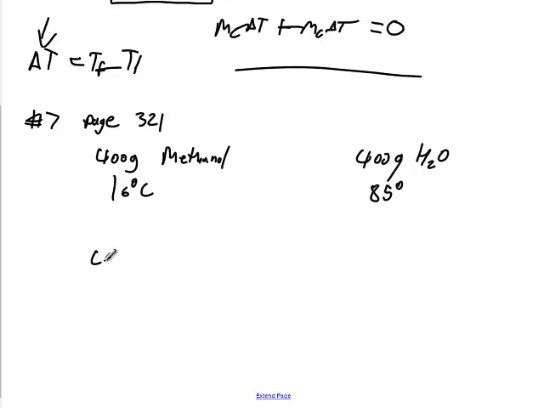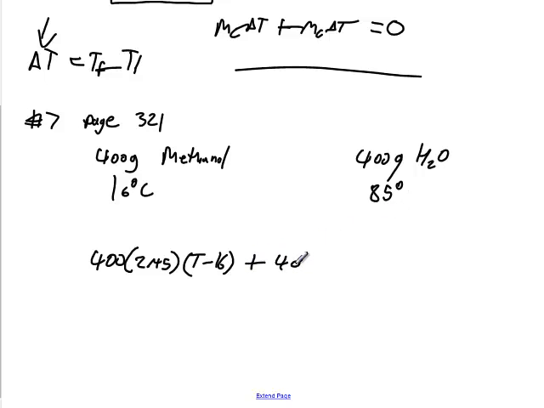So 400 grams, the mass, times the specific heat of methanol, which I don't know, but I can look up in the book, is 2.45. I converted that to joules per gram instead of joules per kilogram because I'm using grams for mass, times its change in temperature. This is its initial temperature. Its final temperature, I don't know. That's what I'm trying to find. So I have T minus 16, plus water.